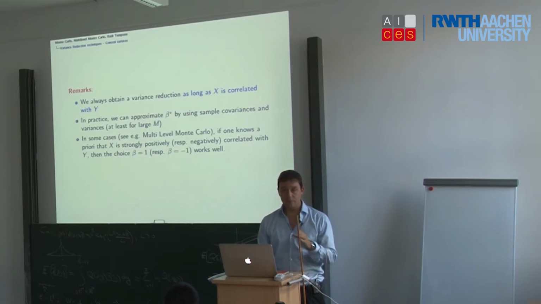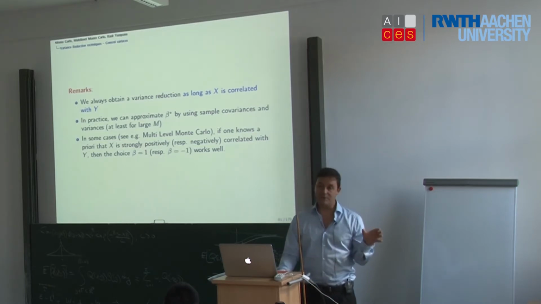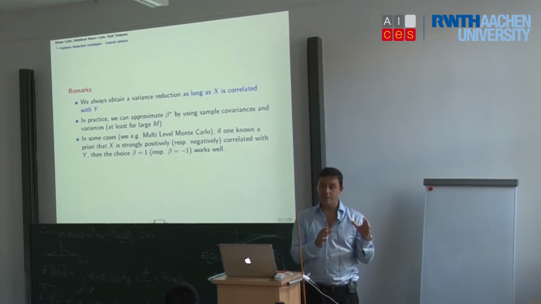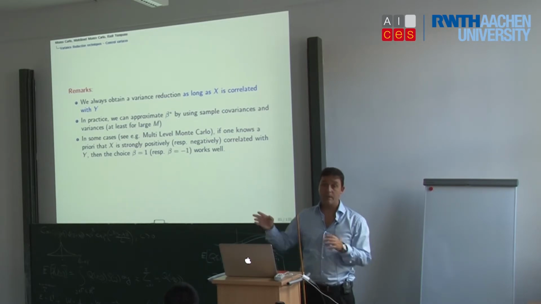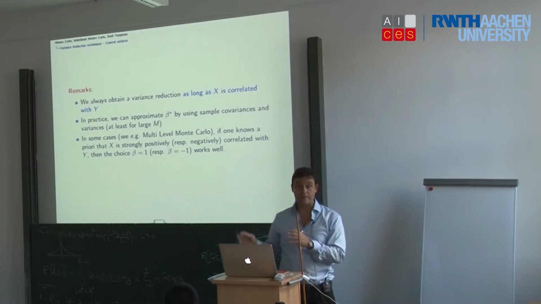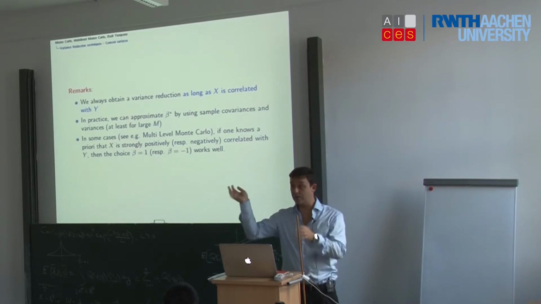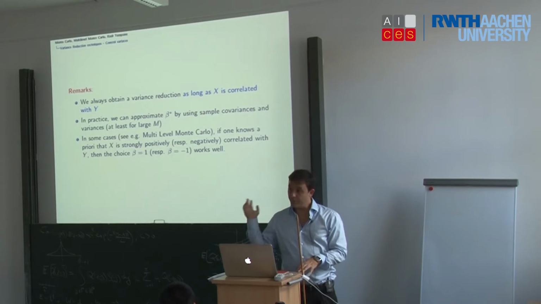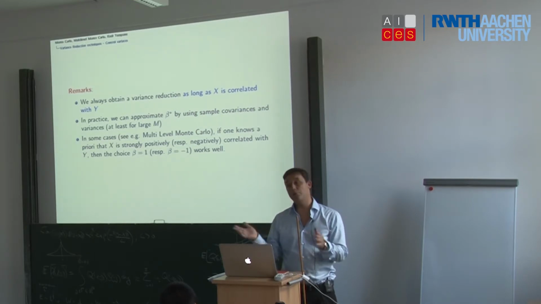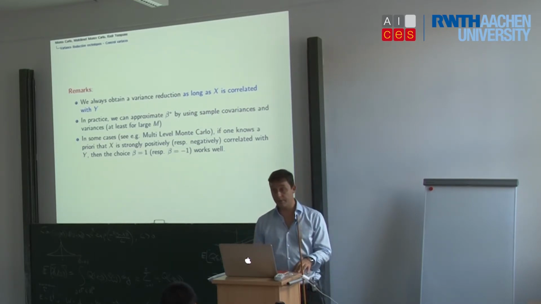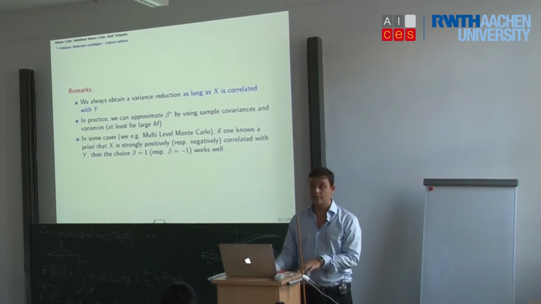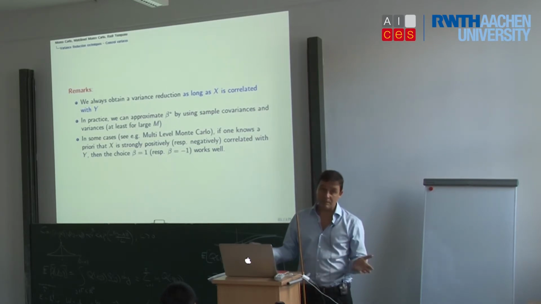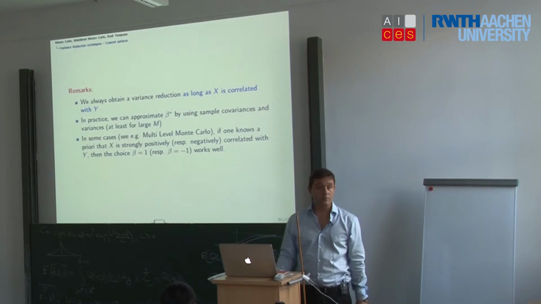Remember, we started by saying, I want to compute the expected value of a certain random variable y. I assume that I have an x that is cheap to sample, and I know the expected value of x exactly. So I summed and subtracted the expected value of x. Now suppose that I do not know the expected value of x exactly, but x is still very cheap to sample. Can I still use it to my advantage?